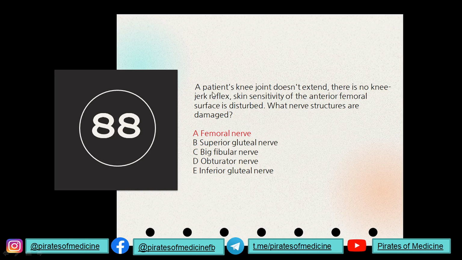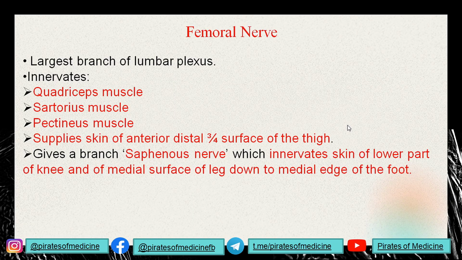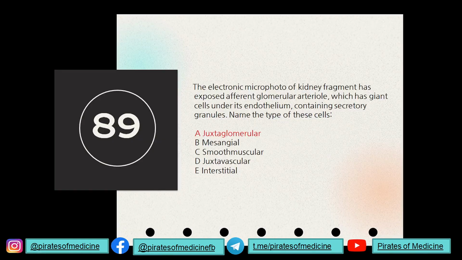So according to the patient's manifestation, the knee joint does not extend, which is due to the absence of nerve innervation to the muscles of the anterior compartment. There is no knee jerk reflex, which is also due to the femoral nerve, and the skin sensitivity of the anterior femoral surface is disturbed, which again is due to the femoral nerve. I hope you understand. Let's go to the next one.